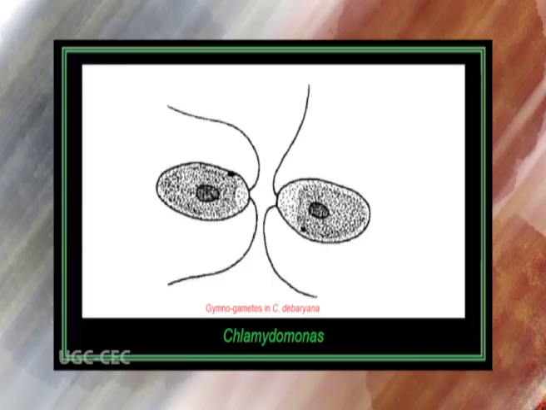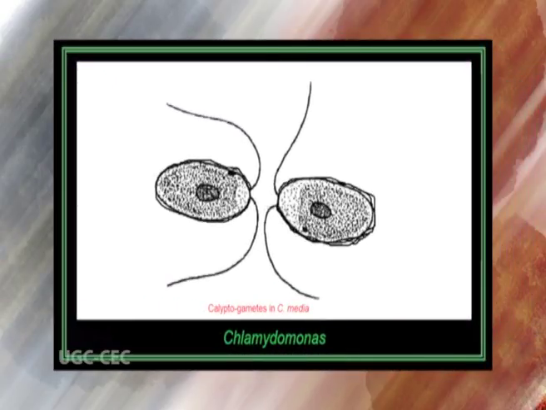The gametes may be naked, called gymnogametes, as in Chlamydomonas debariana, or covered by cell wall, called calyptogametes, as in Chlamydomonas media.